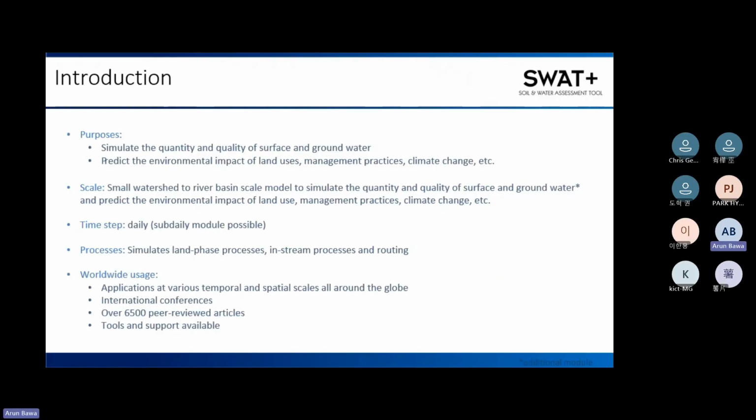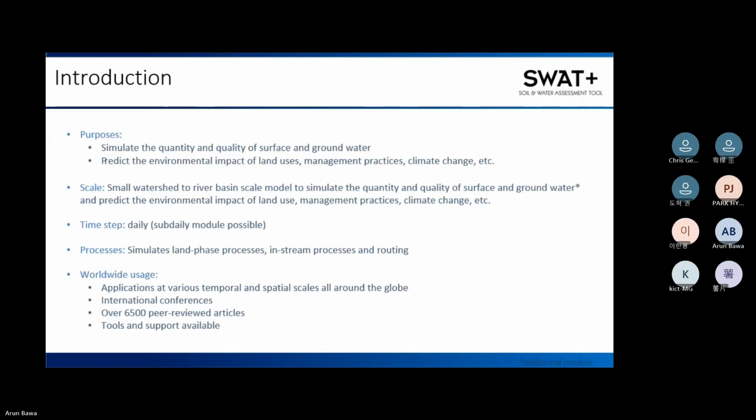Since you all are very new to SWAT Plus, you are getting introduced to SWAT. Let me tell you that SWAT is the world's most used hydrological model. We have more than 7,500 peer-reviewed applications. This slide is a little bit old, so it says 65, but we have more than 7,500 peer-reviewed applications, and it has been used in more than 100 countries, and for many applications.